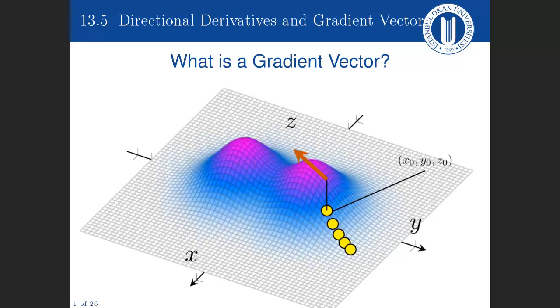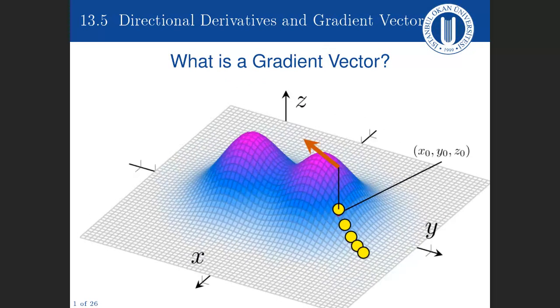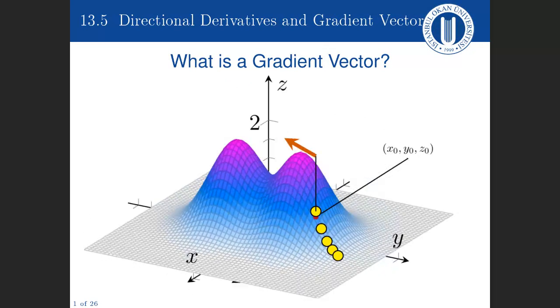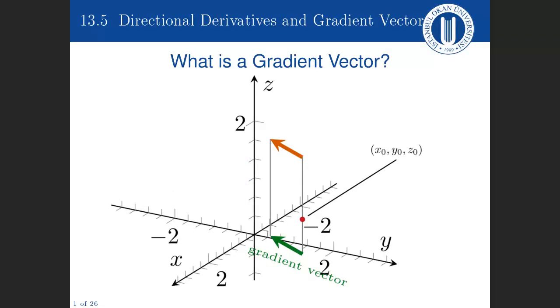Again, let me rotate this graph a little bit. If we put a ball on the point x0, y0, z0, we'd expect it to roll down the hill like this. It's going to roll in the opposite direction from the arrow I've drawn in orange. So remove the graph, and let's project this orange arrow down onto the xy plane. This green arrow is called the gradient vector. It points in the uphill direction.